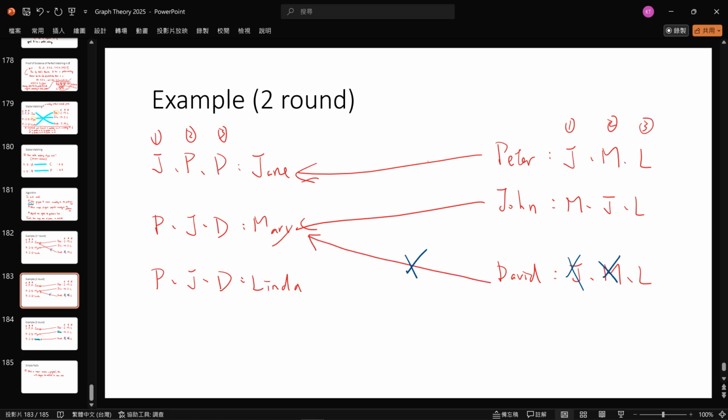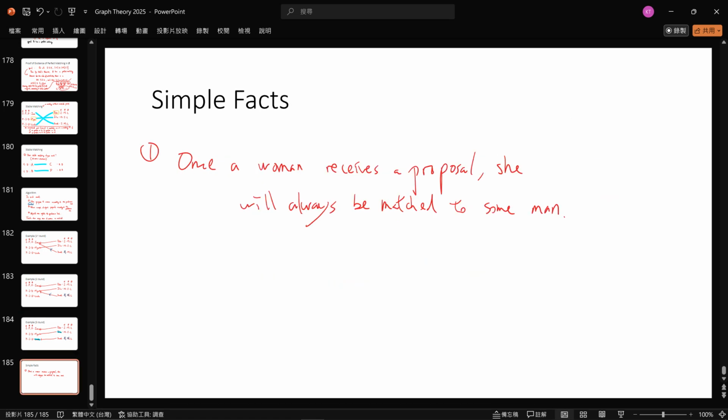Right, so in the second round, Peter and John, since they are already matched to some women, only David makes a proposal. Okay, so this is the first fact. So we'll discuss the second fact after the break, okay?